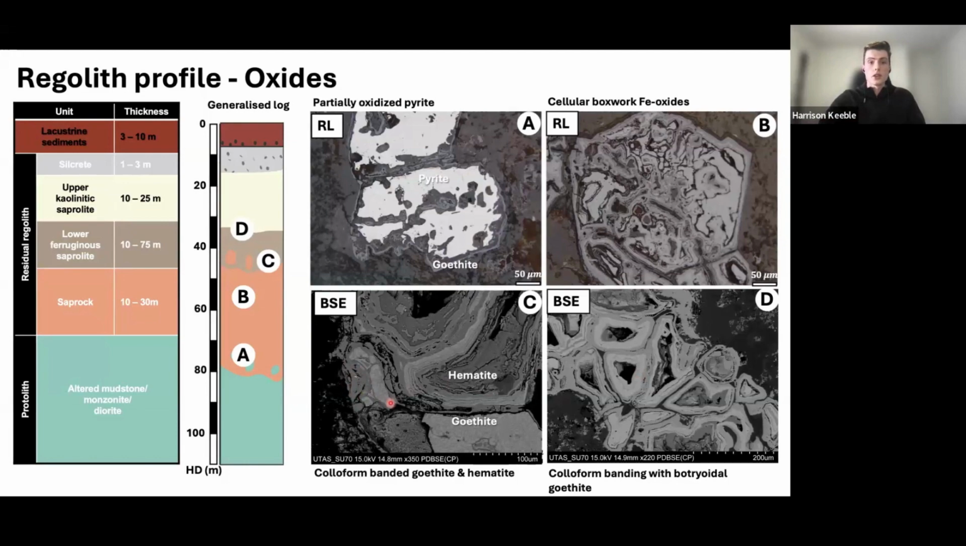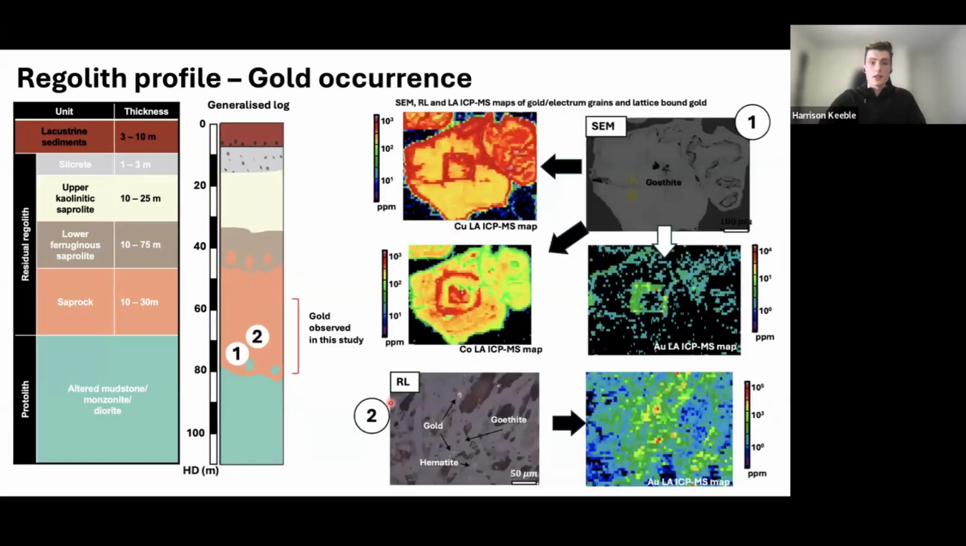So to combat that, we took some LA-ICP-MS multi-element maps with particular focus on the iron oxide grains, because that was the theory as to where the gold was located. You can see some of those maps here on the right. You can see it's pretty high-grade gold right throughout these samples. What we discovered was the majority of the gold was located as lattice-bound gold within the oxides, particularly goethite.